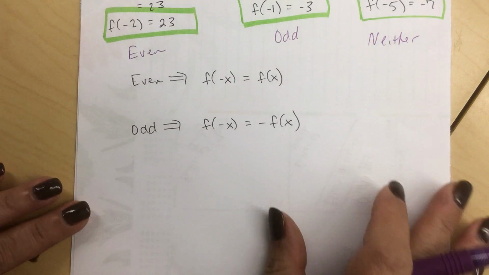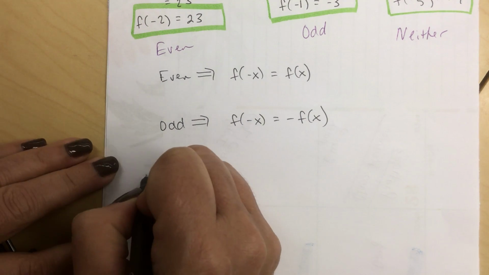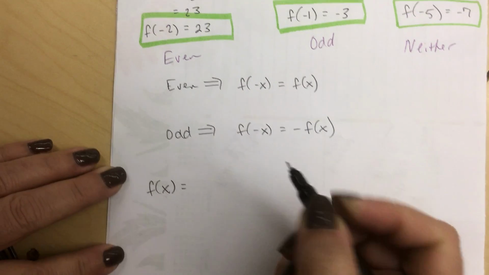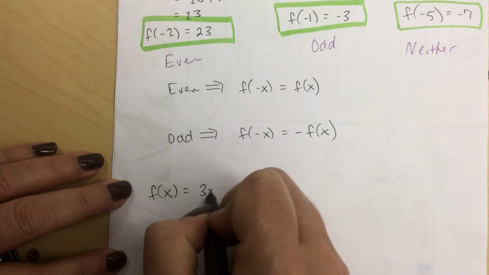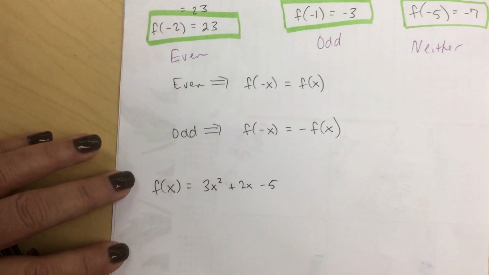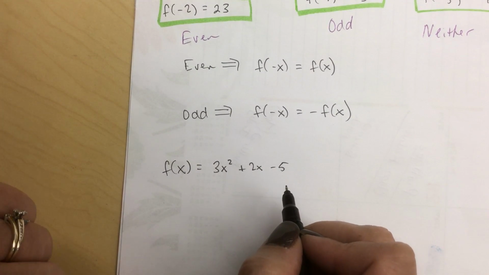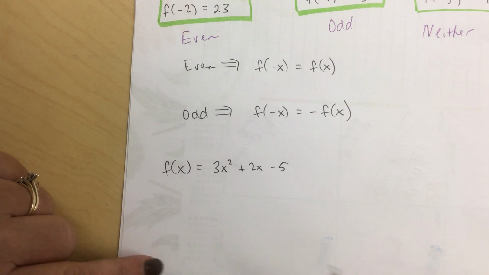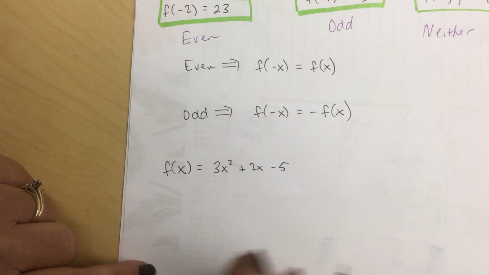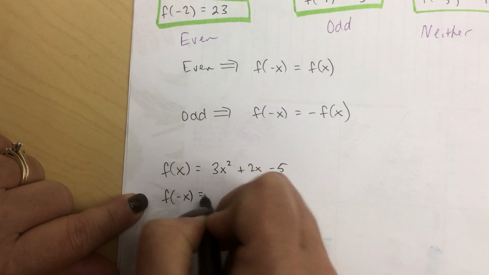Now, I'll give you a couple for you to try to determine. So let's say f of x is 3x squared plus 2x minus 5. You can just plug in -x. You don't have to actually plug in a number. If you want to plug in a number, plug in 1, -1, plug in 2, -2, you can. But you can just plug in -x.